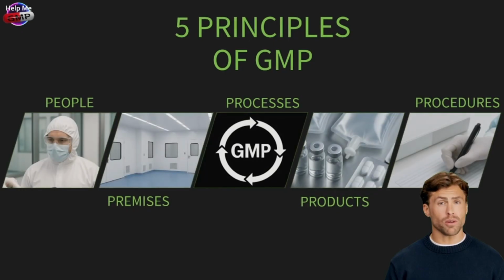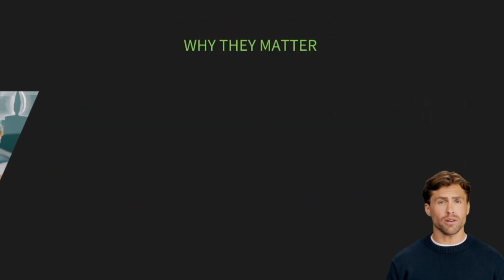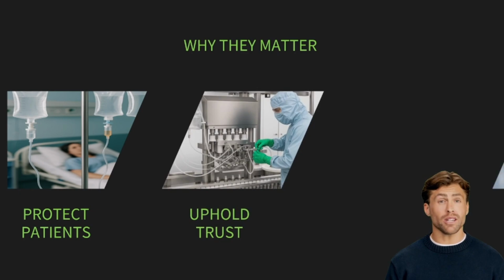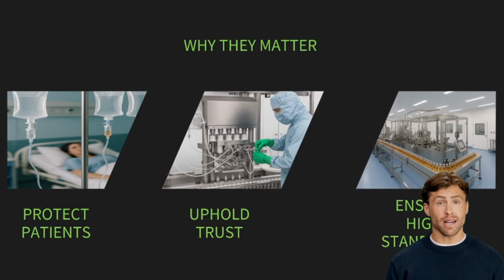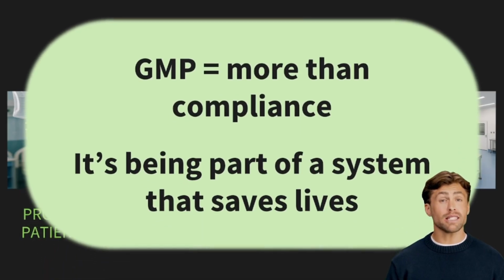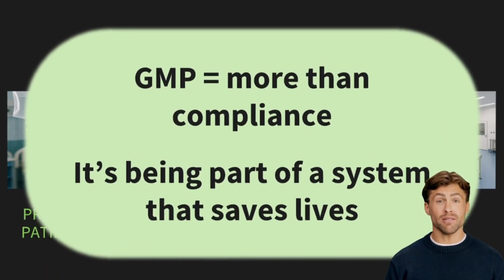These are the 5 core principles of GMP: people, premises, processes, products, and procedures. Each principle is important on its own. Together they form a framework that protects patients, upholds trust, and ensures that every medicine is made to the highest standard. Understanding these principles is more than meeting regulations. It is about being part of a system that saves lives.